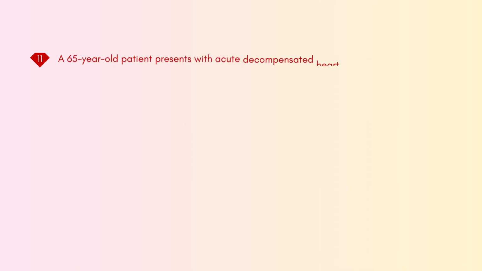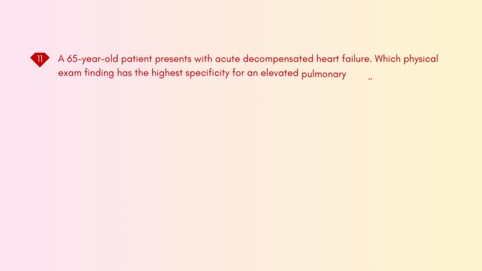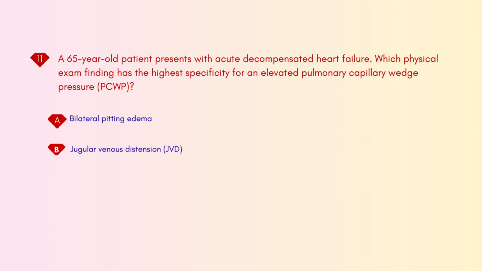A 65-year-old patient presents with acute decompensated heart failure. Which physical exam finding has the highest specificity for an elevated pulmonary capillary wedge pressure, PCWP? A. Bilateral pitting edema. B. Jugular venous distension, JVD. C. A third heart sound, S3 gallop. D. Pulmonary crackles, RALs. Answer, C.